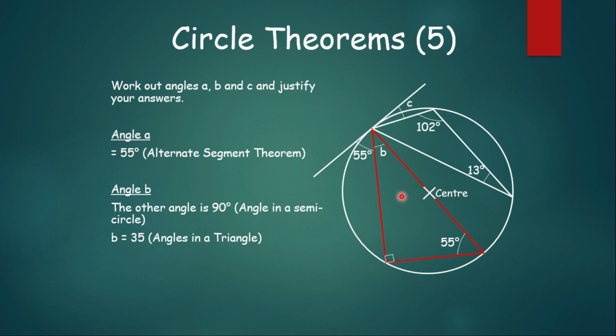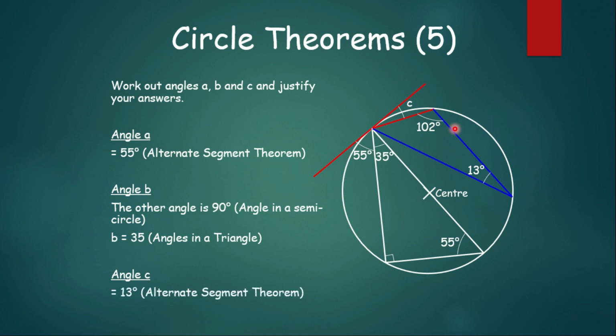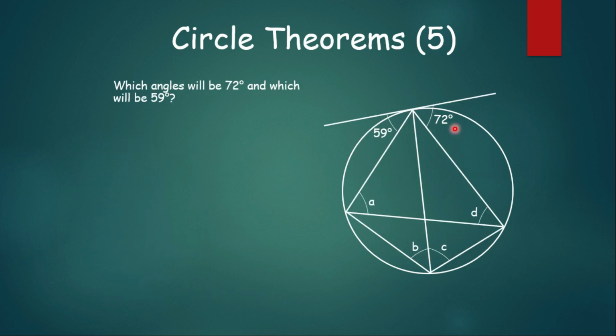Take from 180, and that will give me 35 degrees as the angle B. So B is 35. Now we're going to get C. C is also a tangent to a chord. So the angle formed there is relating to the 13 over there. So if this is the angle C, the tangent, and the chord, the alternate segment is 13 degrees. Therefore, C is equal to 13 degrees. Alternate segment theorem.